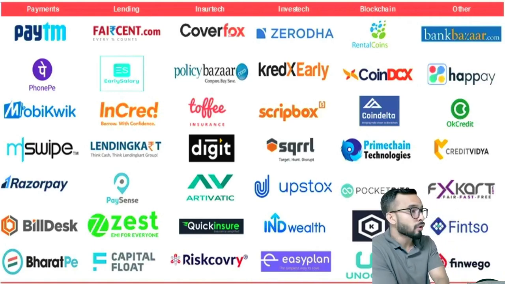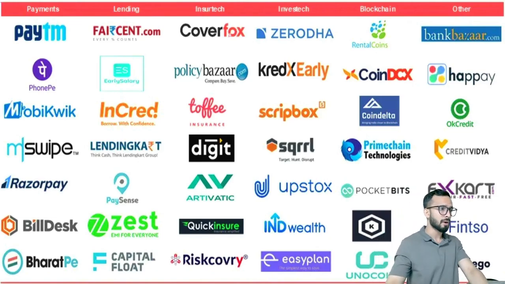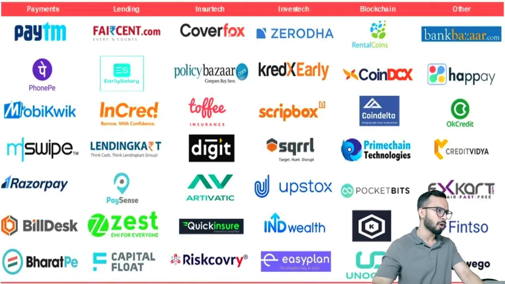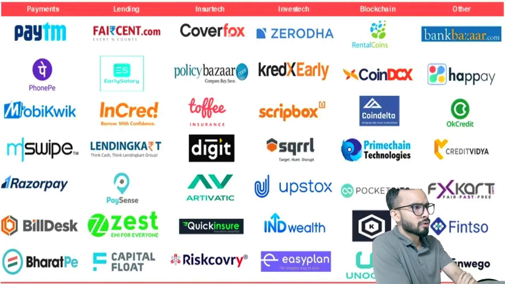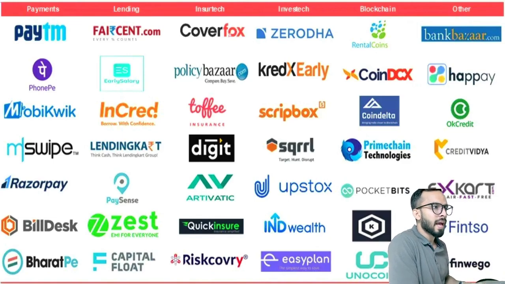And then there are insurance companies. So you have Policy Bazaar, you have Digit, right? And there are others, like Quick Insure, Recovery, and all these companies which sell you insurance. And then there are investment technologies, right? Where you can go on their platform and invest in stocks, in mutual funds, and so on. So we have Zerodha, we have Groww, Upstox, and so on. Then there are blockchain companies, right?